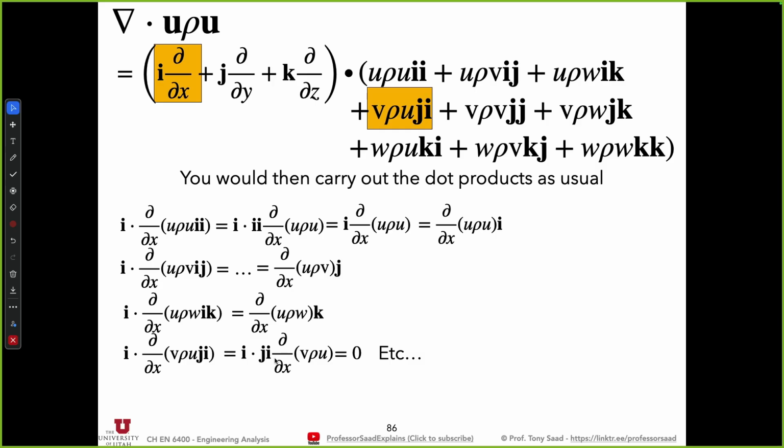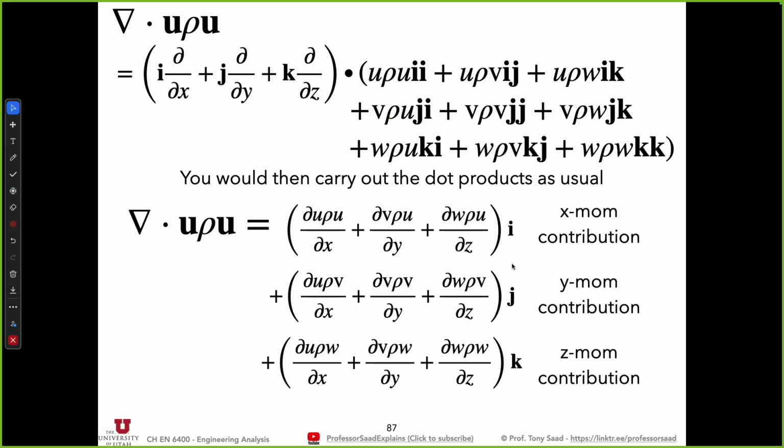You continue this procedure and you collect the terms together. What you're going to get is exactly what we had on the right-hand side. This works just magically, just doing algebra. You're distributing the i, j, and k vectors and the derivatives across all the terms. And this gives you the x momentum contribution, which is div u rho u over here. The y momentum contribution is div u rho v, and the z momentum contribution is div u rho w.